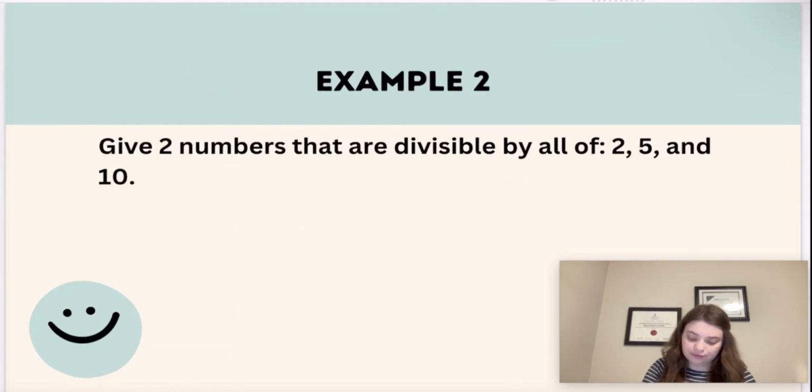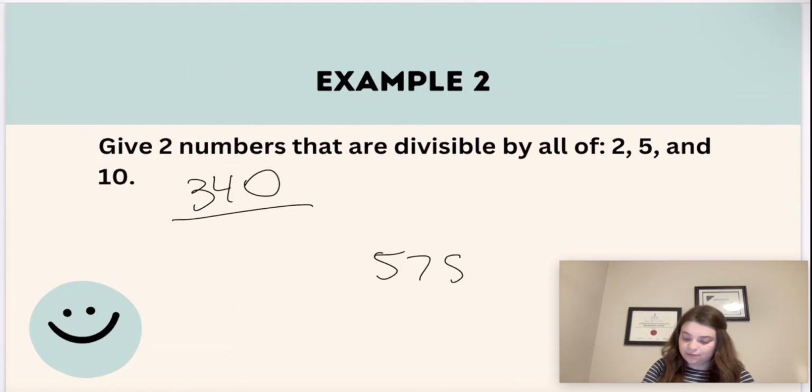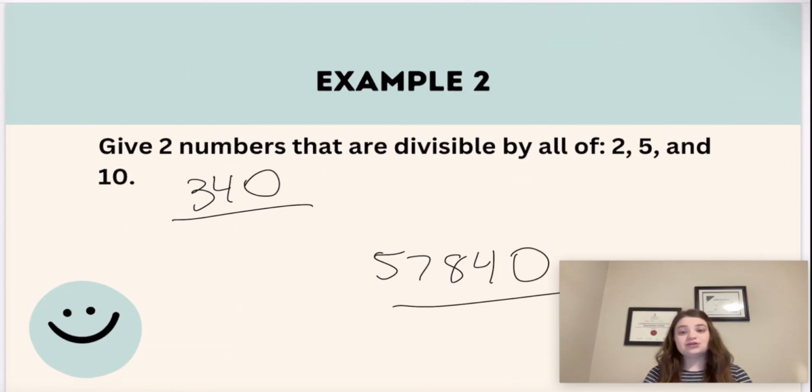So for example, 340 is one of them, or 57840, any number that ends in 0. So these are two examples, but there's actually infinitely many numbers that I could write here that would be the correct answer. As long as any number I write ends in a 0, it is a correct answer here.